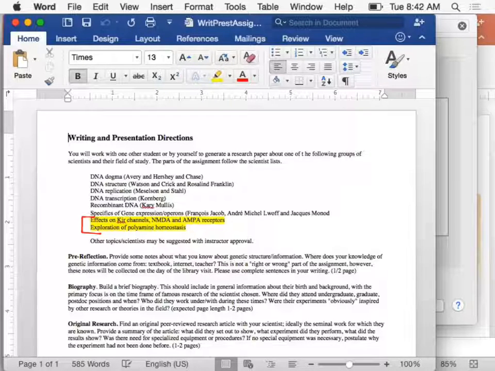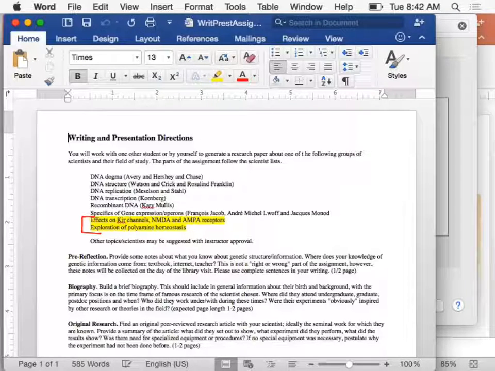Okay? So we've got several topics up at the top. The idea would be that we work in pairs, which shortens it, and I don't need a whole bunch of different topics. If you don't want to work with somebody, that's fine. You can work individually. That's kind of up to you.